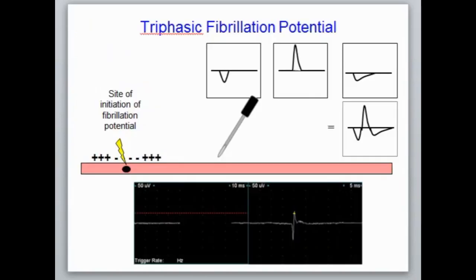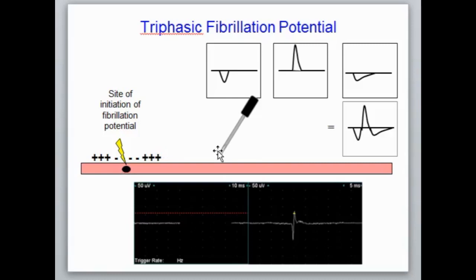So if you look here, here's a schematic of how a fibrillation potential, or any action potential for that matter, is generated. If the site of generation is right here along the muscle fiber, and the action potential propagates along the muscle fiber, the electrical field that is generated outside of the fiber, or extracellularly, is really a triphasic field. It has a positive field, then a negative field, and then a positive field. And that electrical field is going to propagate along the fiber in both directions from the site of generation.